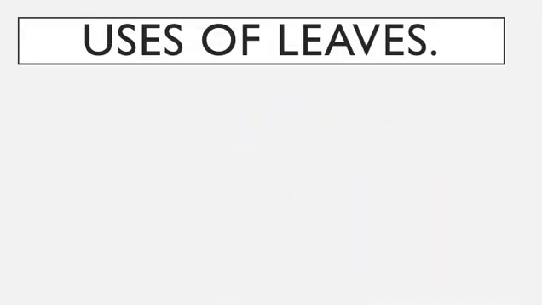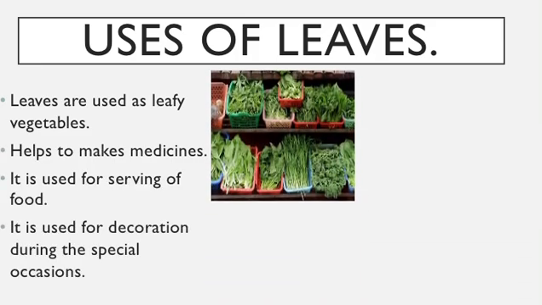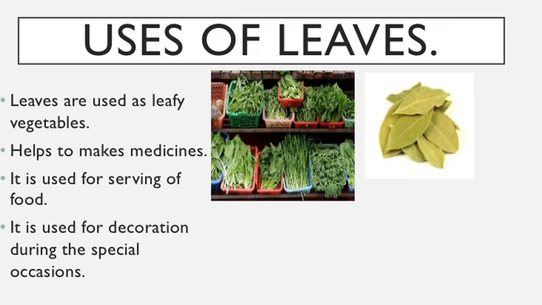Now let us see the uses of leaves. Some leaves are used as food, that is, leafy vegetables such as spinach, parsley, basil. All these green leaves or leafy vegetables are used for food. Some of the examples: leaves of the tea plant, which is used to make tea. Spices in cooking, that is bay leaf, coriander. All these are spices in cooking.